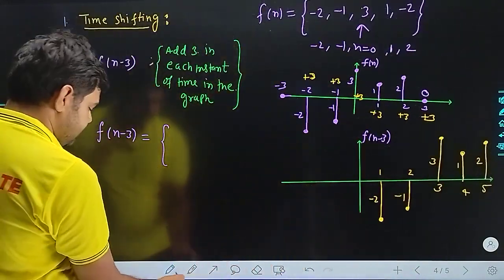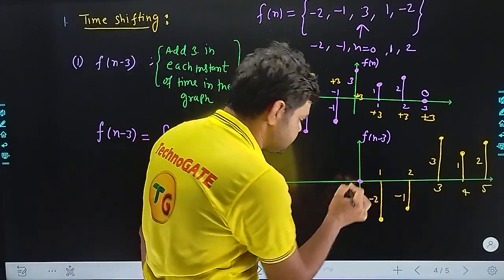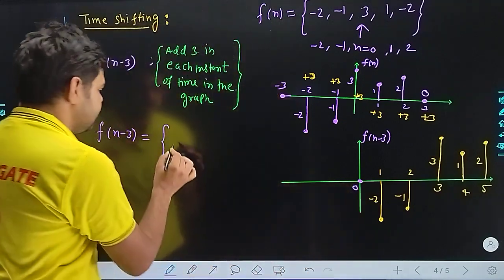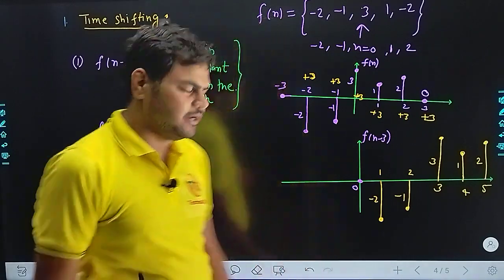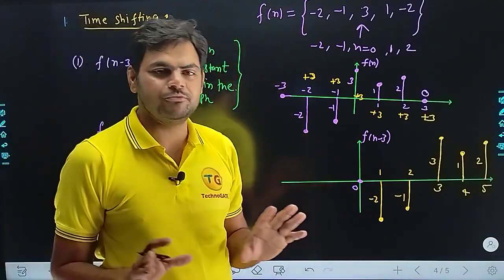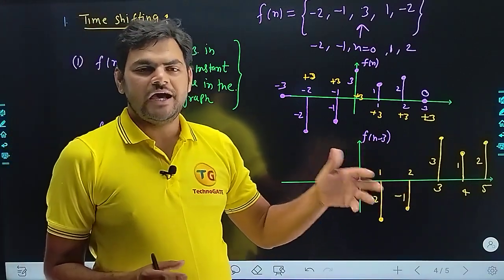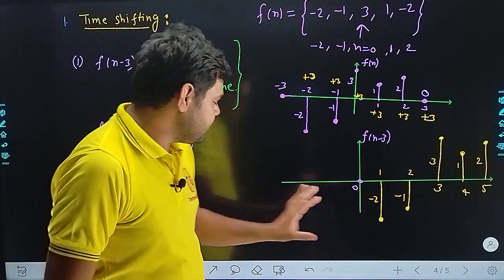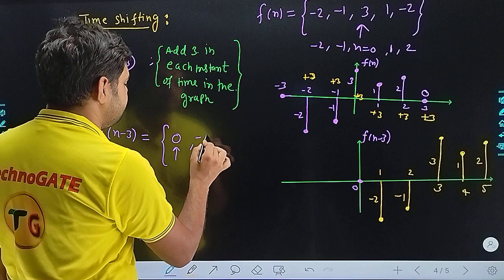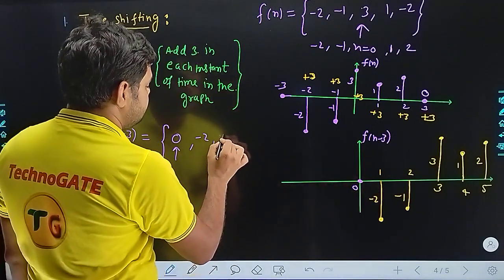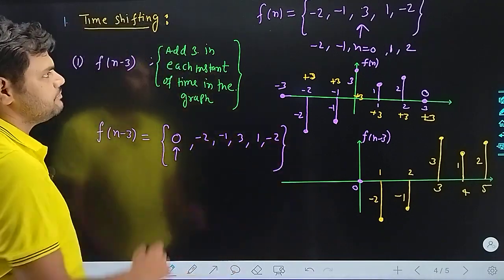So this is f of n minus 3 we have written. Now let me write it. Here at n equal to 0 a sample is present, so I must write 0 here, because it is important to mark the index line. Means n equal to 0 you have to write here, otherwise you will not be able to identify which is n equal to 1, 2, 3, 4, 5 and which is minus 1, minus 2, minus 3. Okay, so here I have represented 0 by the index, and at n equal to 1 what is the sample? Minus 2, here minus 1, 3, 1, minus 2. This is f of n minus 3.